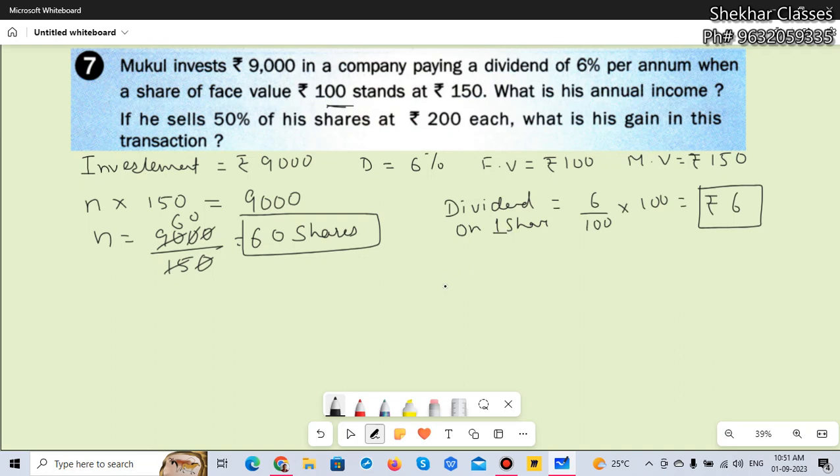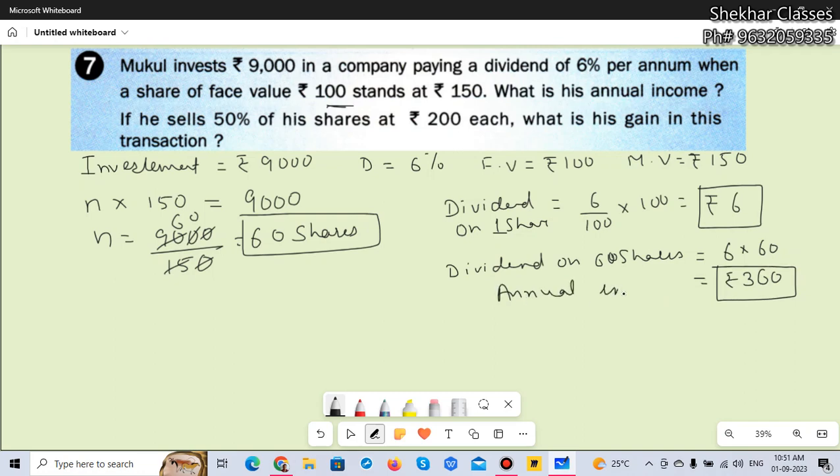Now the dividend on all the 60 shares will be how much? The dividend on all the 60 shares will be 6 into 60. How much is that? Rupees 360. This is the answer for the first question. This is the annual income, the dividend coming on that.